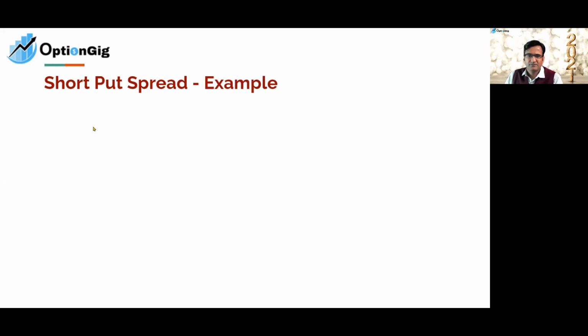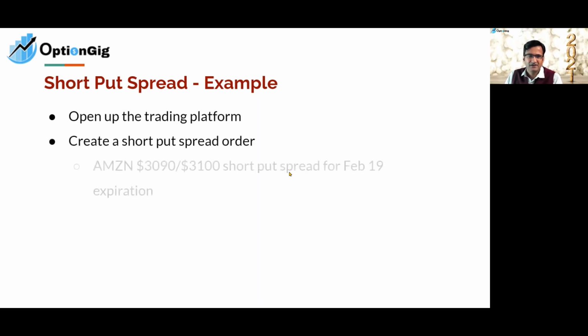All right, so let's take an example. You should open up your trading platform. I showed you an example of JP Morgan. Please create a short put spread order for Amazon with the strike prices of $3,100 and $3,090 for the February 19 expiration. Go ahead, play along with me. This is how you can also participate in a big ticker like Amazon.